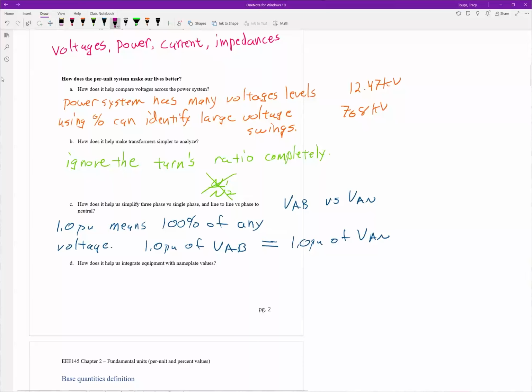Lastly, how does it help us integrate equipment with nameplate values? Well, whether you like it or not, nameplate data, this is the specs of the equipment from the manufacturers, right, is given in per units, right, from the maker.